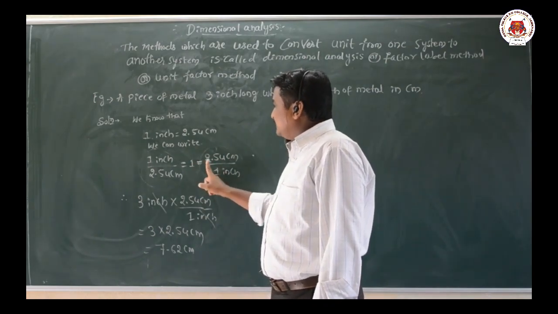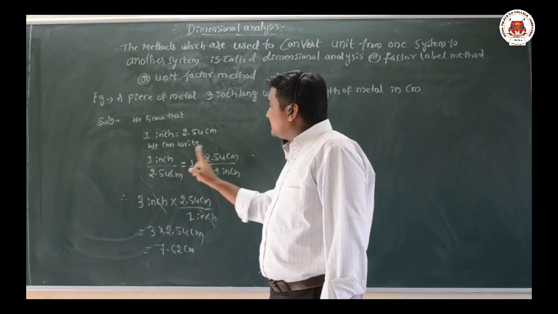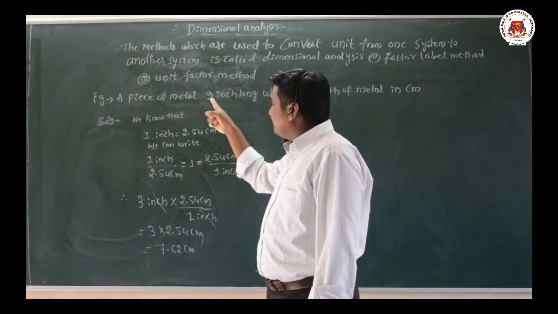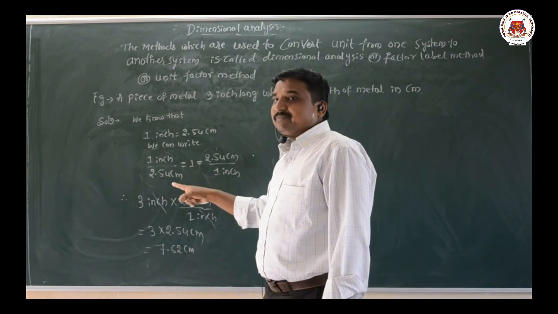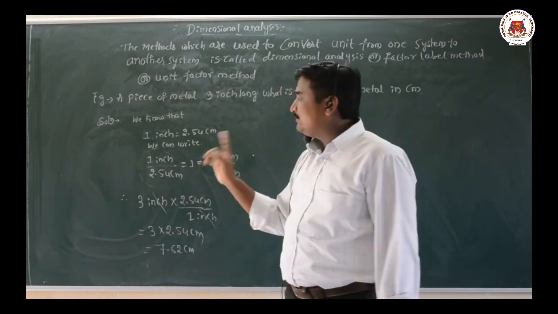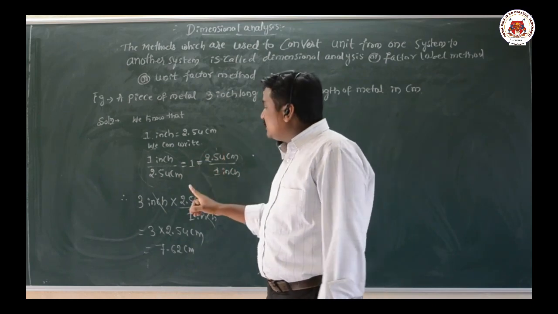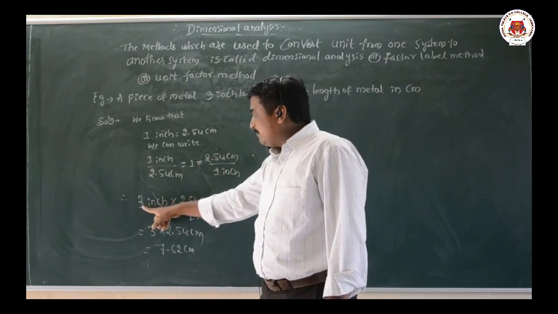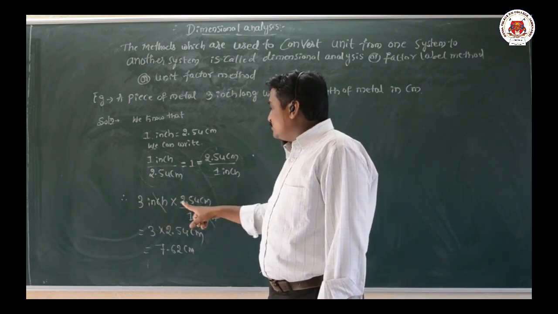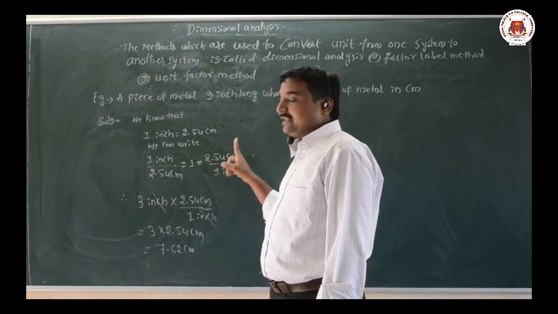Okay, and these two are called what here? Unit factors. So the given number, that is 3, which is multiplied with unit factor, the number will not be affected, because the unit factor is 1. Now the given value 3 inch, you can multiply with one of the unit factors.